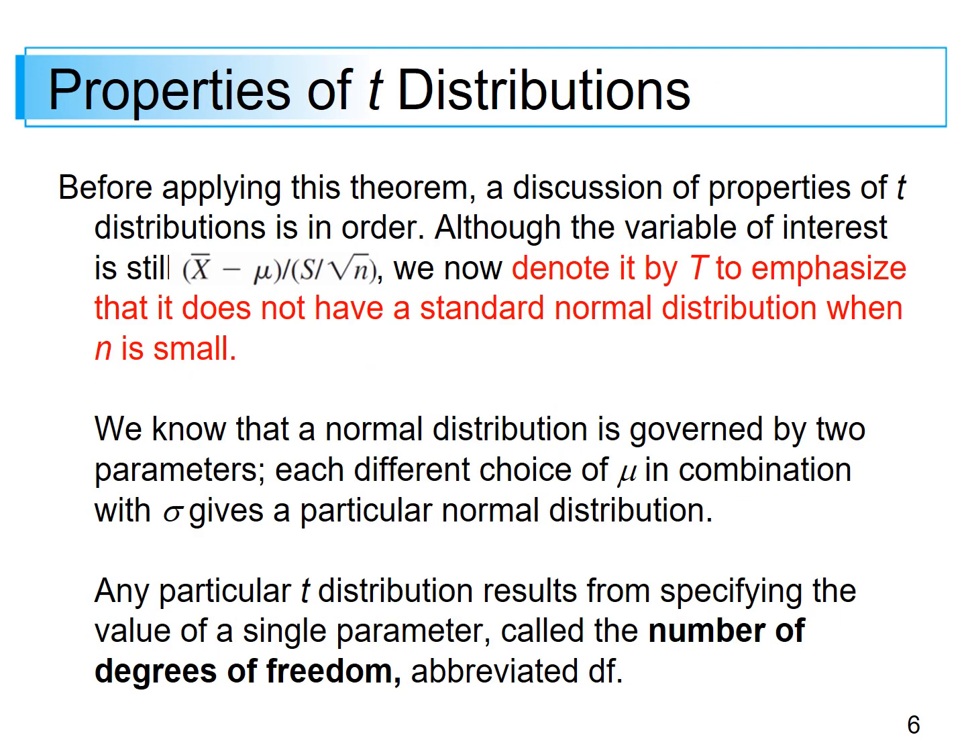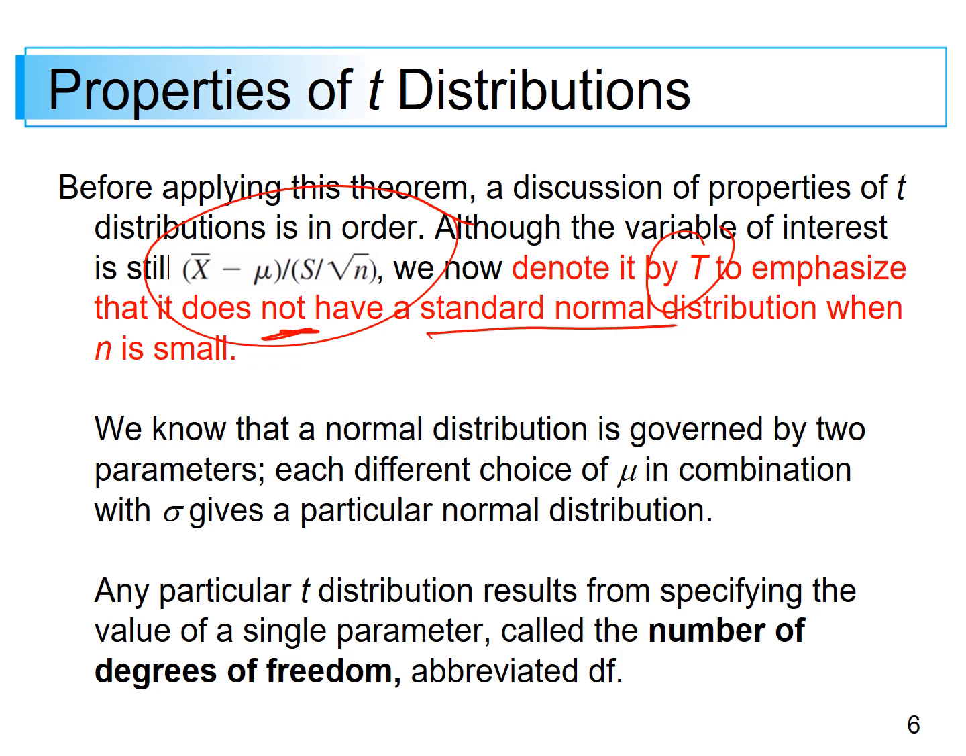Let's start with talking about some properties of t-distributions. Even though we're still talking about the standardized random variable of the sample mean, we refer to this variable by a capital T to emphasize that it does not have a standard normal distribution when the sample size is small. Remember that a normal distribution is defined by two parameters. They are the mean and standard deviation. Different combinations of these two parameters result in different normal distributions. Bell-shaped curves, but with different width and heights.